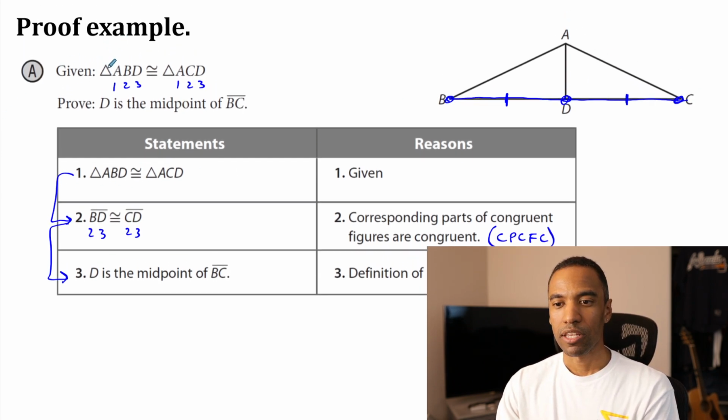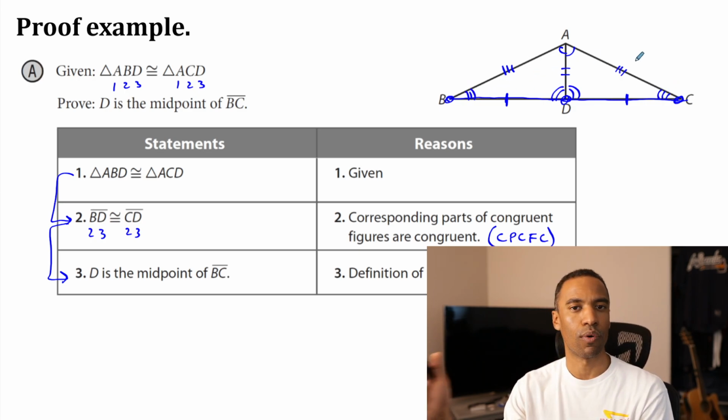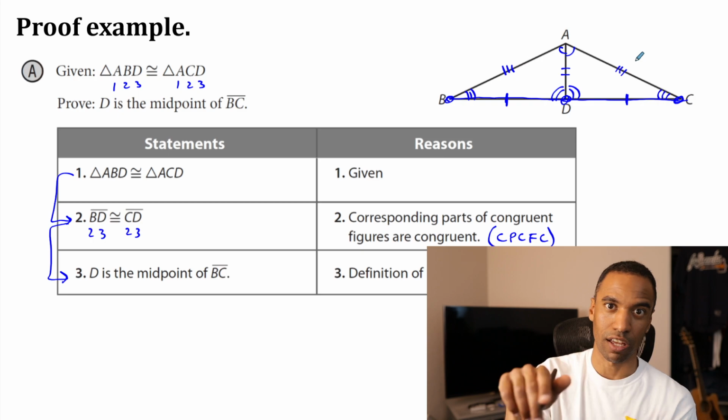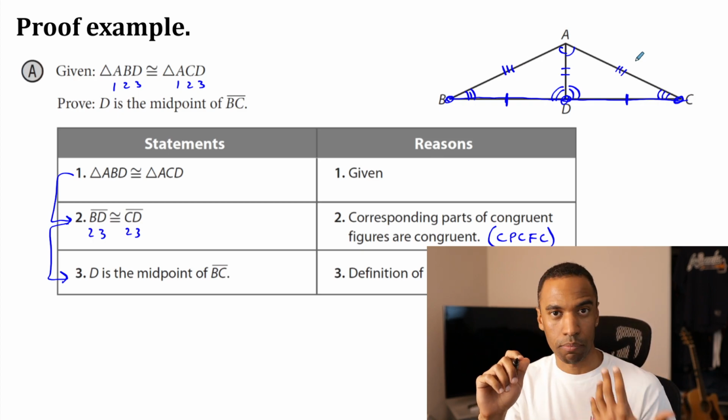Anyway, by CPCFC, I could have said, hey, these two are congruent. This is congruent to itself. These angles are congruent right here. I could have built all this, but I don't need all of that. It's like going through a maze and saying, I could have gone left, and I could have gone right, and I could have gone straight, and I could have done a U-turn. You really just need to find the one that builds you to the end.